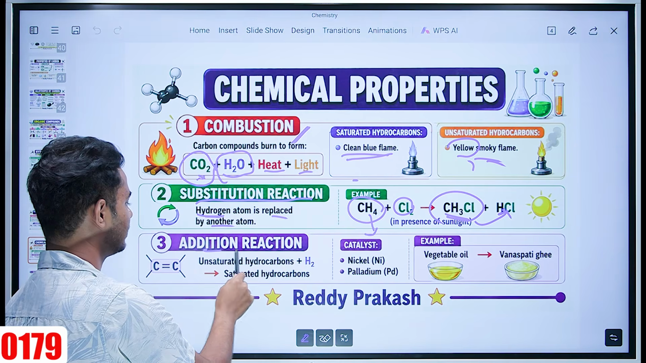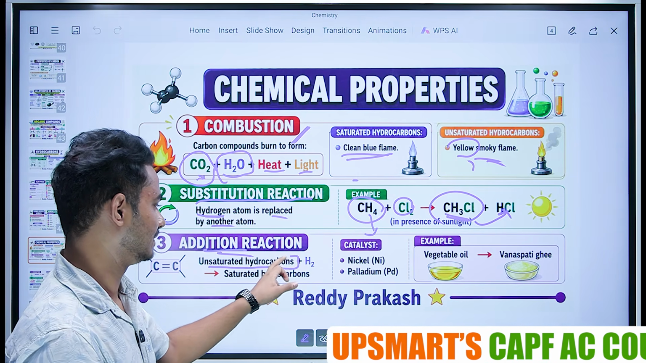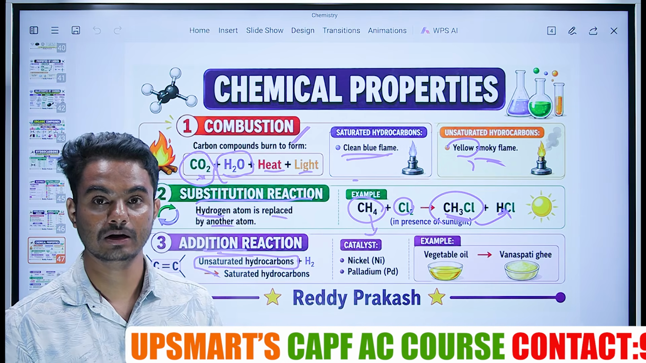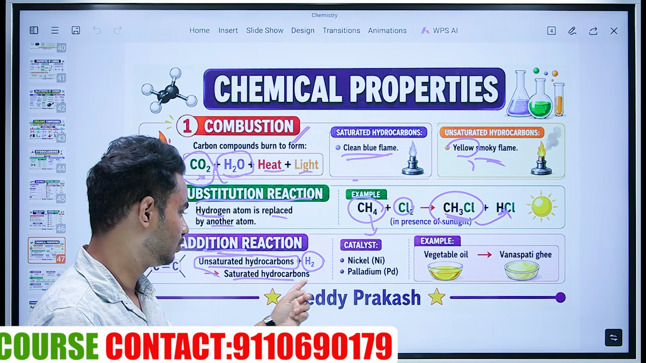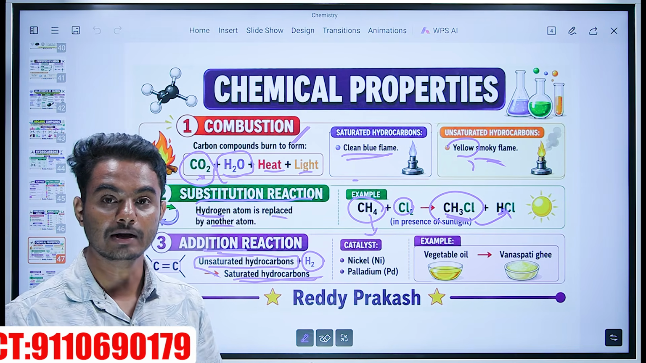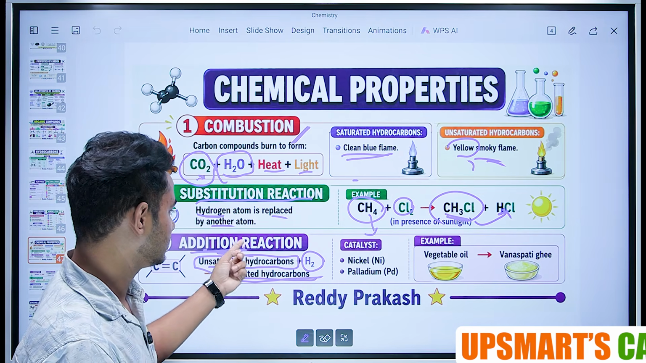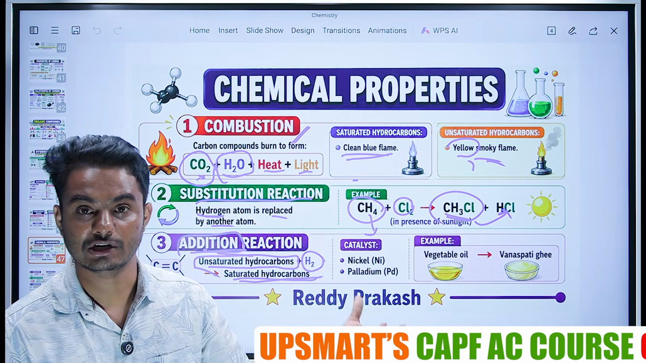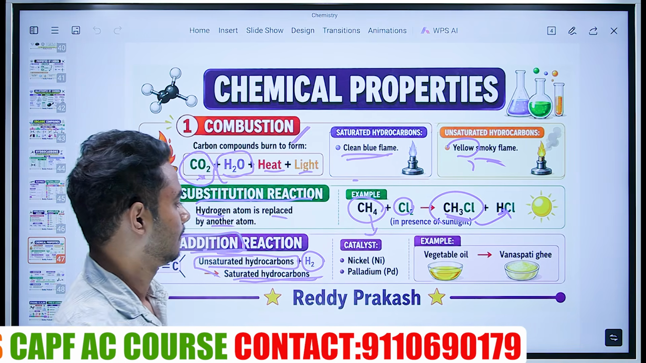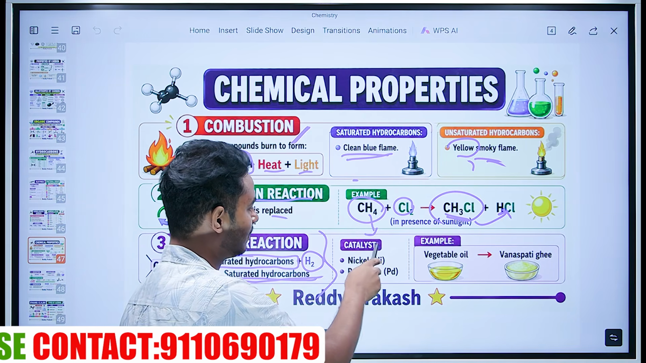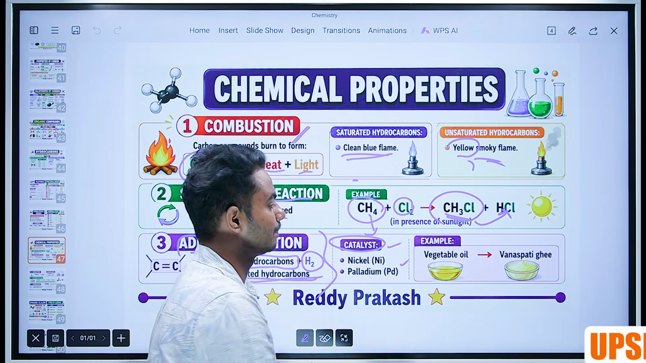Okay. Next is addition reaction. What will you add? When unsaturated hydrocarbons are there, meaning double and triple bonds, if we add hydrogen, it will lead to saturated hydrocarbons. You will get single bonded hydrocarbons, saturated hydrocarbons. This process is called addition reaction. In addition, hydrogen is added; in substitution, hydrogen is substituted. To speed up this process, there will be a catalyst called nickel and palladium.